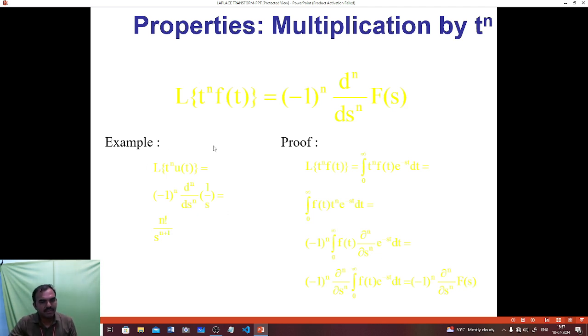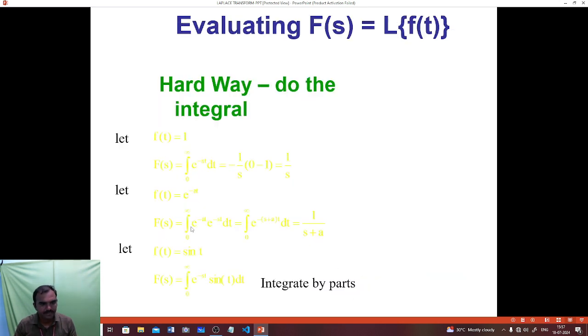One example based on the multiplication by t power n. L of t power n u of t equals minus 1 power n d power n by d s power n of 1 by s. So we apply this formula, and we get the answer n factorial by s power n plus 1. This is the direct formula.